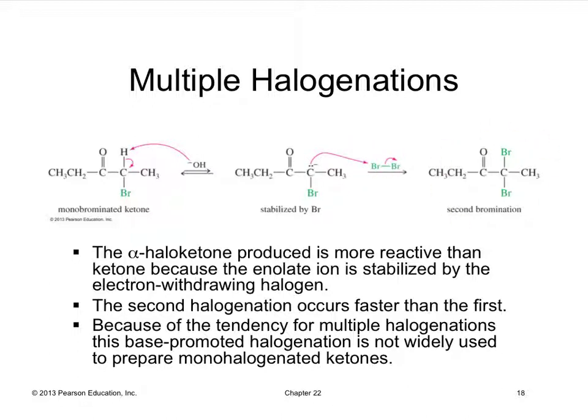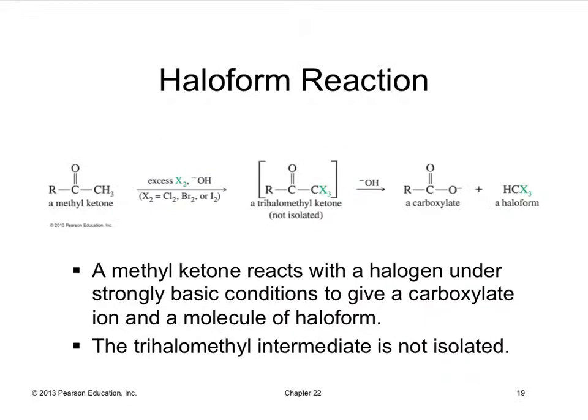So the alpha haloketone produced is more reactive than the ketone, and this is important, because the enolate ion is stabilized by the electron withdrawing halogen. The second halogenation occurs faster than the first, and because of the tendency for multiple halogenations, this base-promoted halogenation is not widely used to prepare monohalogenated ketones.